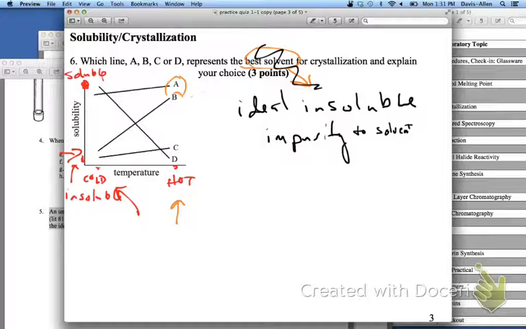I know you jumped to the answer. If it's ideally insoluble, what does that mean? At all temperatures, it needs to be insoluble. So at high temperatures, it's insoluble. At low temperatures, it's insoluble. So I need to find something that matches all the way across down low. What curve best matches that? C. Okay? So read the question carefully.